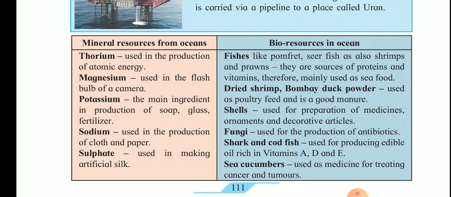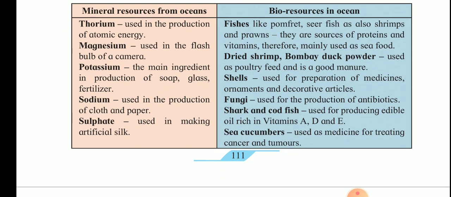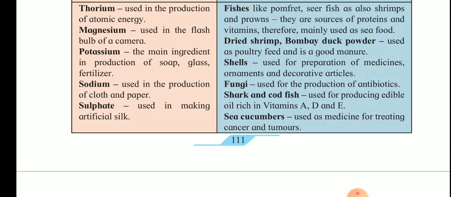Now, bioresources in the ocean: bio means what? Living. So the living resources in the ocean are the aquatic or marine animals. Fishes like pomfrets, and seafish, as well as shrimps and prawns, are sources of proteins and vitamins, therefore mainly used as seafood. Dried shrimp and Bombay duck powder are used as poultry feed and are a good manure. Shells are used for preparation of medicines, ornaments, and decorative articles.